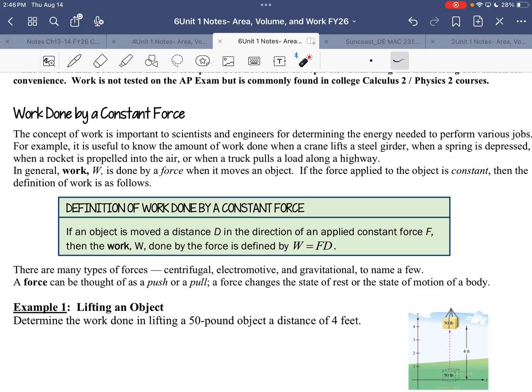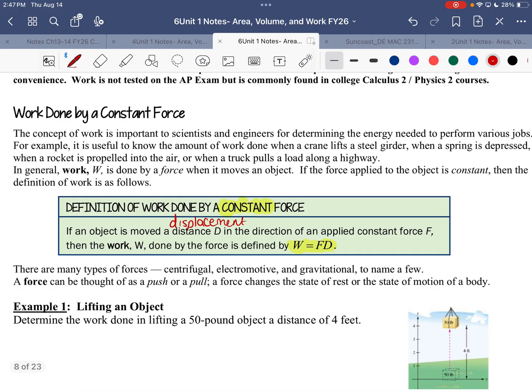If the force applied to the object is constant, work is very easy to calculate. When a force is constant, work is just force times distance. I prefer to say force times displacement, and that might be the calculus in me, but distance and displacement are different. Force times displacement is where I started and where I ended up. How much did I get displaced? That's the d that I care about.